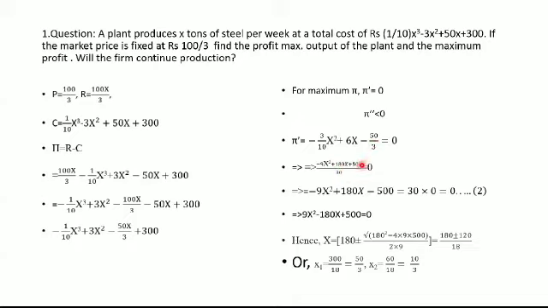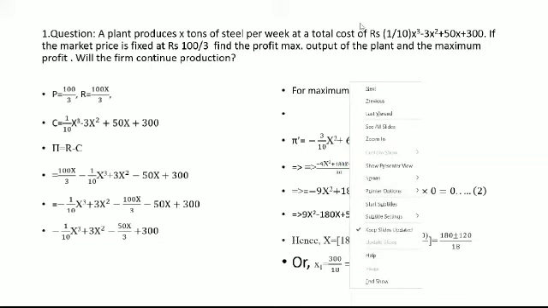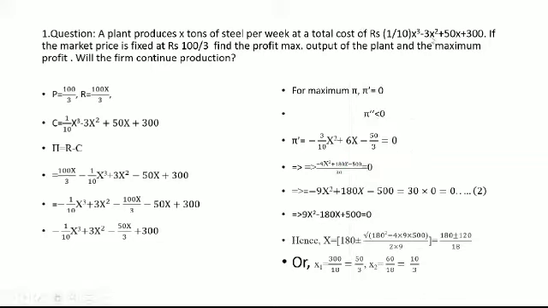So 10 into 500, 50, you're left with 500. Okay, I'm making one small mistake here again. I keep making mistakes. I'll just change this. So this should be minus 9x squared plus 180x minus, it should be minus 500. Okay. Minus 500 equal to 30 into 0.